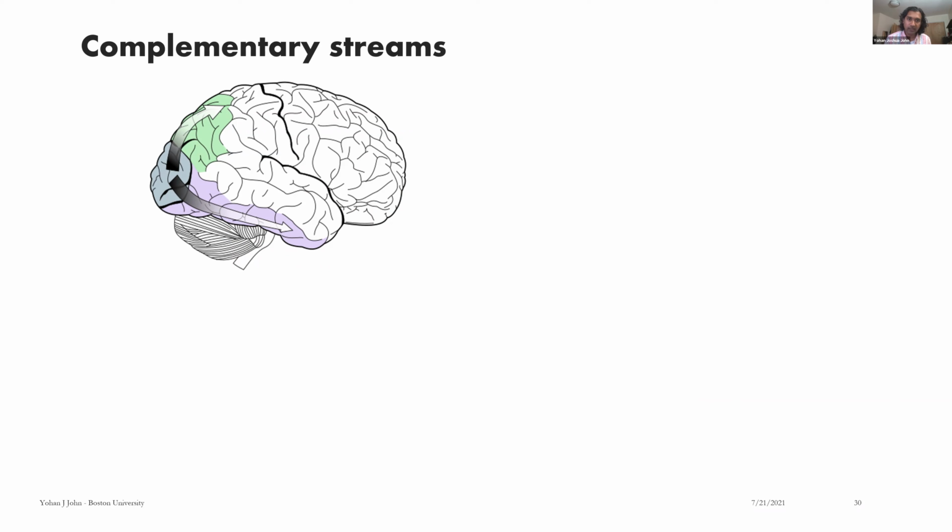Okay. So the hierarchical idea has been mapped onto a neural structure that many of you will be familiar with, the what pathway and the where pathway. The where pathway is the dorsal pathway, and the what pathway is the ventral pathway.